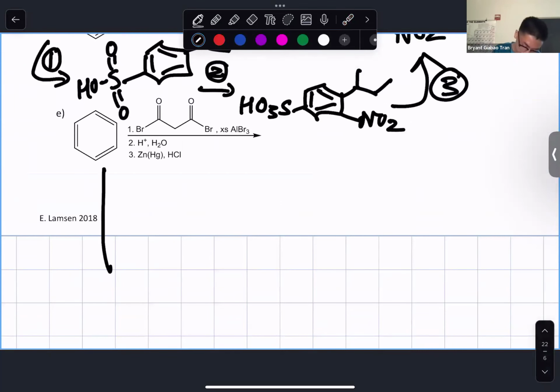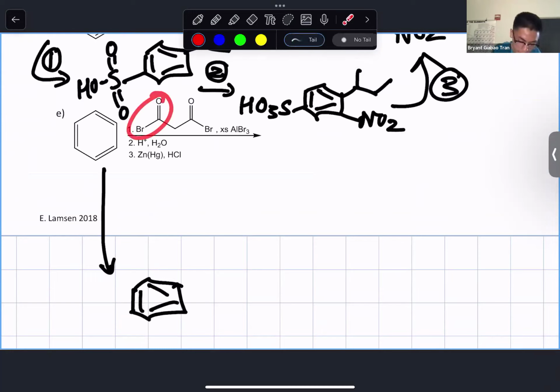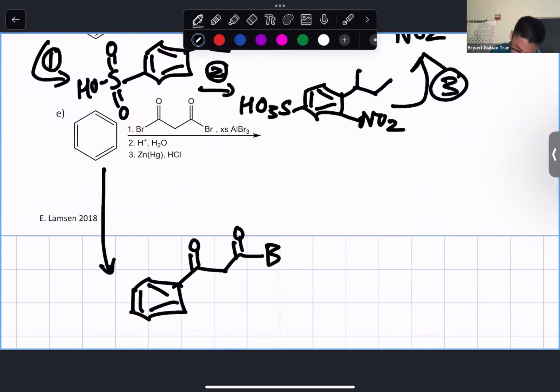So for part E here, we know this is going to be a Friedel-Crafts acylation reaction because we have this acyl group with AlBr3. So after the first one, we get this kind of intermediate here, right? Where we substituted that Br with that whole benzene ring here to get this product here, right? What do you guys think is going to happen next? Does it stop here or will it react again? It will react again because we have another acyl group here.